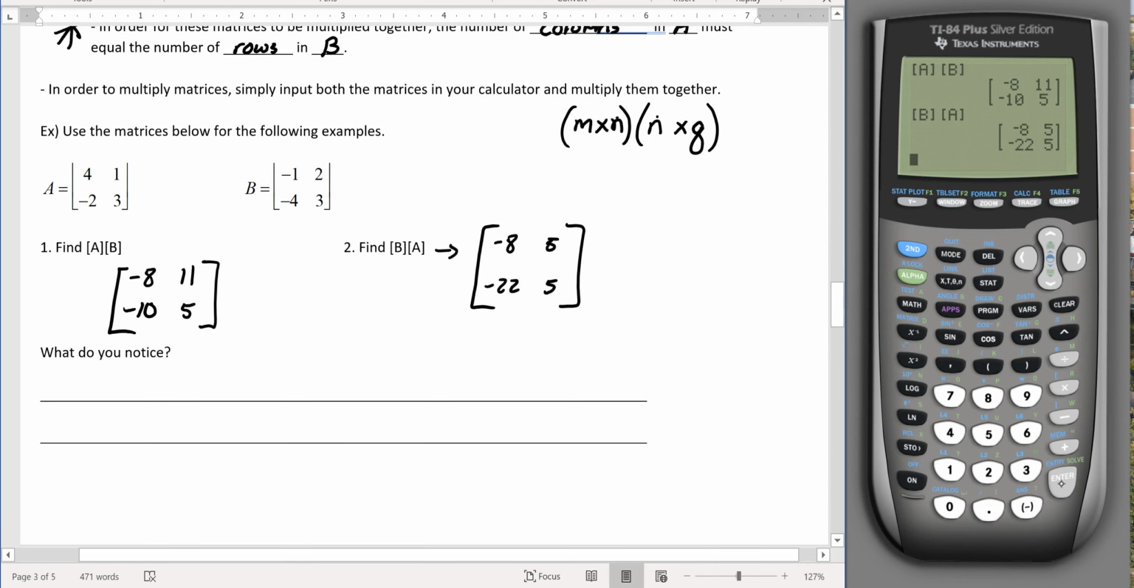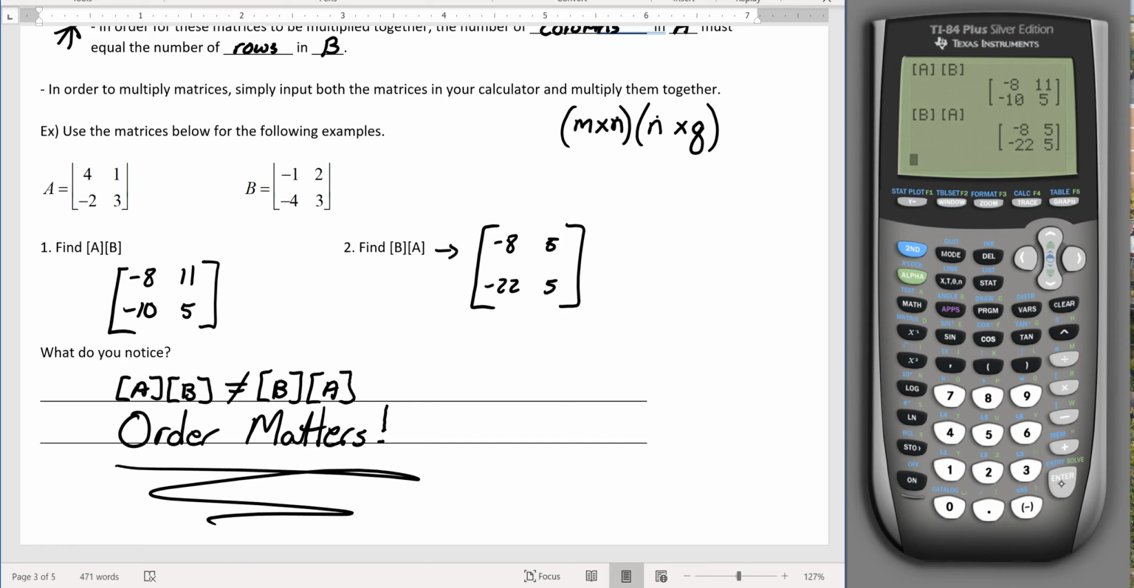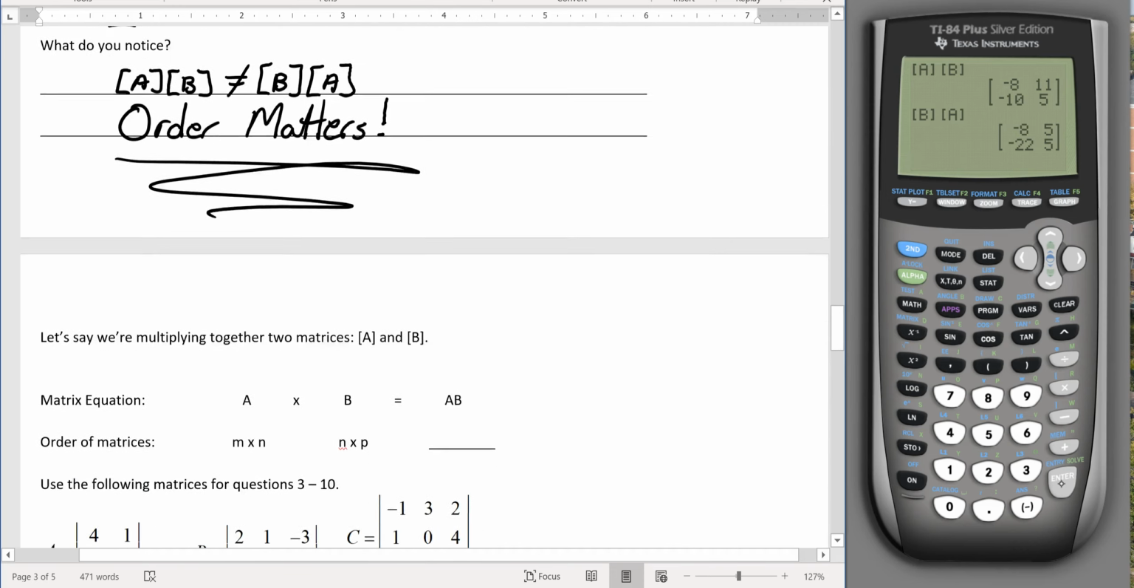This is a huge part of matrix multiplication. AB will not necessarily equal BA. This means order matters. The order in which you multiply matrices absolutely matters. Order matters. AB is not the same as BA. They are not commutative like that.